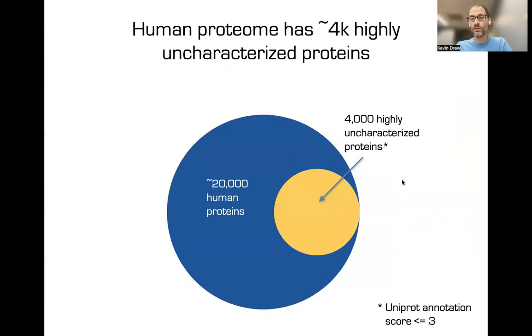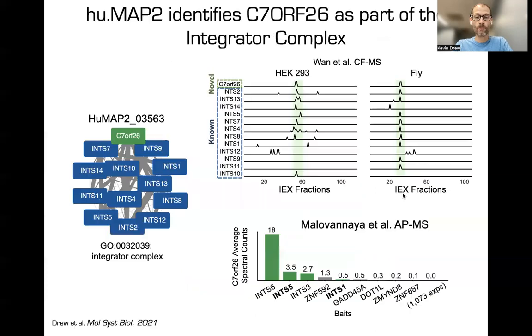One really powerful approach to studying highly uncharacterized proteins is to use unbiased methods like our hu.MAP 2. And so we've looked at over 4,000 highly uncharacterized proteins in the human proteome and gone searching for them in our protein complex maps to see if we can transfer an annotation based on their physical associations. One particular example of this is a protein called C7orf26. It's a highly uncharacterized protein, hardly anything is known about it.